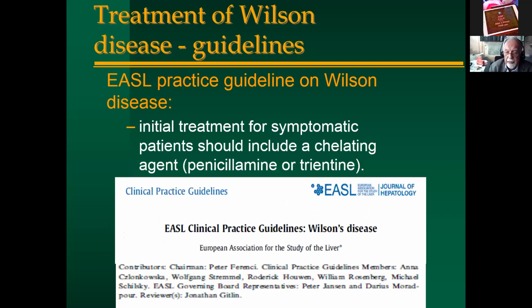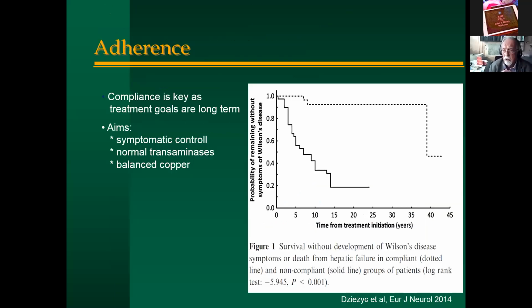So if you took guidelines, I think the EASL guidelines say the initial treatment for symptomatic patients should always include a chelation agent, penicillamine or trientine. The most important point in long-term treatment of patients is adherence to treatment. Compliance is the key to achieve good treatment goals long-term. It's very important for symptomatic control, to have normal transaminases and good copper balance.